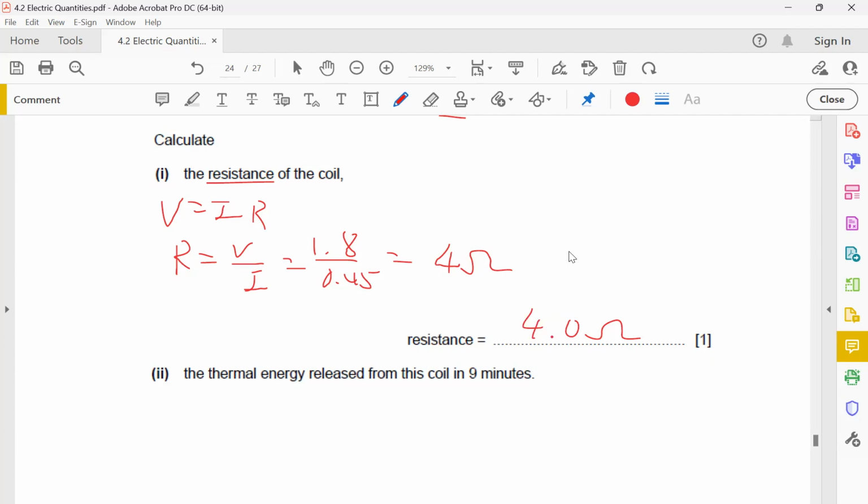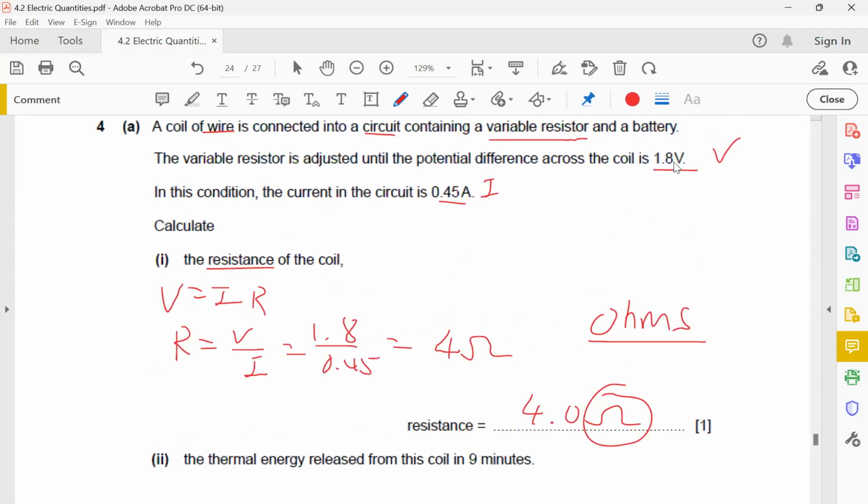Ohms can also be written as a word, but it's not recommended, because you are supposed to write the symbol. Ohms is the word, right? This is the unit, right? So we won't write 1.8 voltage here, but we will write 1.8 V, which indicates that it is voltage. So it's not wrong, but it's not recommended.